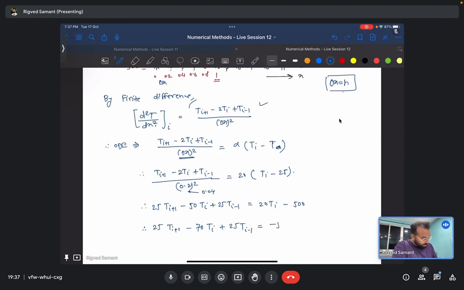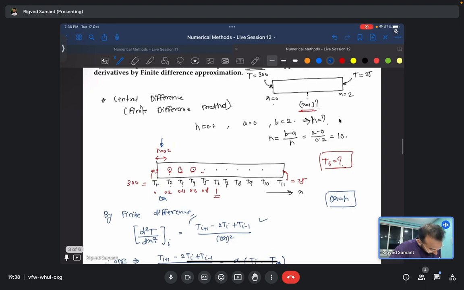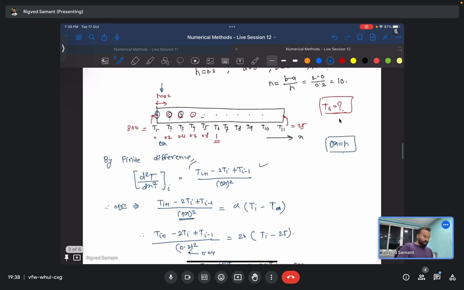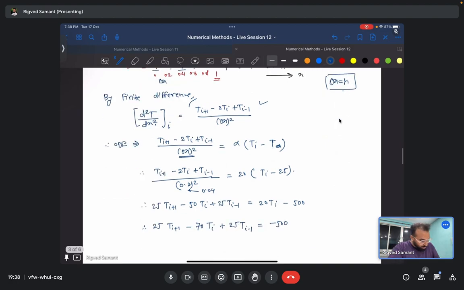Considering a point, let's say if you are at this second point, Ti minus 1 would be this, and Ti plus 1 would be this, and this would be Ti. That's what we are talking about. So T1 is Ti minus 1, T3 is Ti plus 1. So this equation you get.